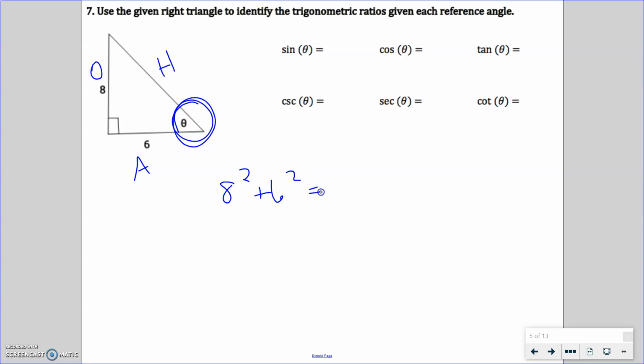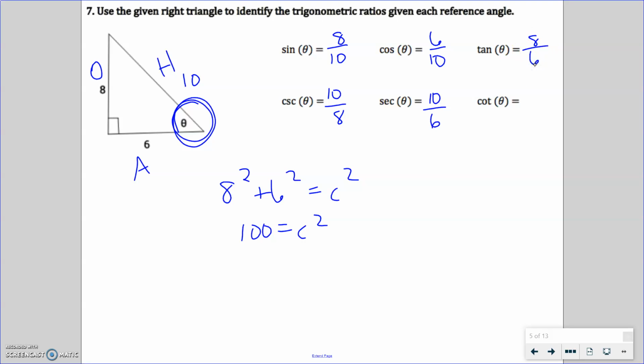So 8 squared plus 6 squared equals c squared. 64 plus 36 is 100, and so this side must be 10. Sine is O over H, so 8 over 10. Cosecant, remember, is the inverse of sine, so that means this must be 10 over 8. Cosine is A over H, so 6 over 10. Secant is the inverse of that, so it must be 10 over 6. Tangent is O over A, and since cotangent is the inverse, I just have to use the reciprocal.